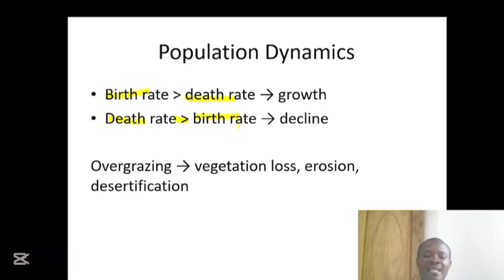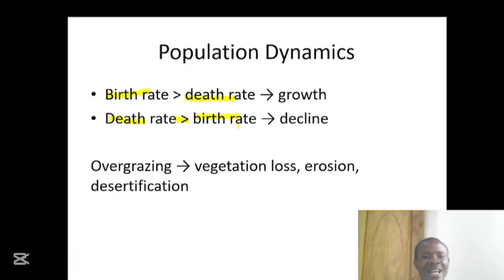The other one which I said I'm going to discuss, which is not on this slide, is immigration and emigration. Im is talking about coming in and em is talking about going out. So if you are coming into a community, that one is called immigration. But if you are going out of a community, that one is called emigration. So if the immigration is greater than the emigration, there will be an increase in population. But if the emigration is greater than the immigration, there will be a decrease in population in that community.